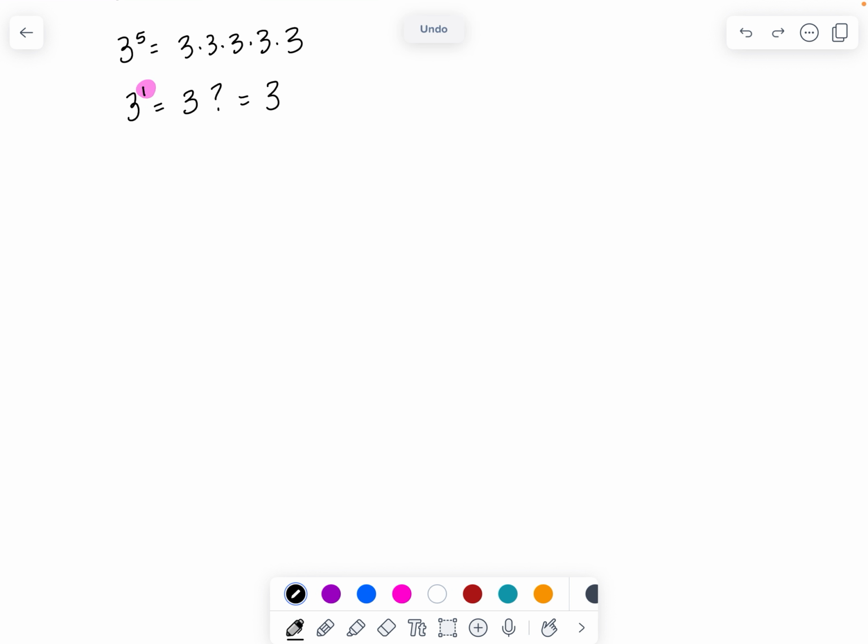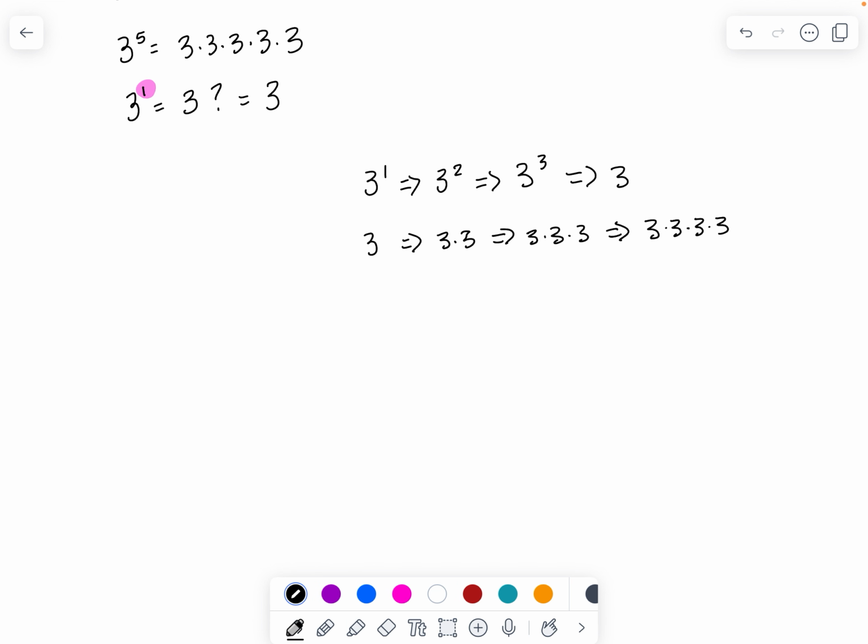If we have 3 to the 1st, then we could go to 3 to the 2nd, and then we could go to 3 to the 3rd, and that would be like going to 3 times 3, and then going to 3 times 3 times 3, and going on and on and on, right? 3 times 3 times 3 times 3 would be our next one, right?